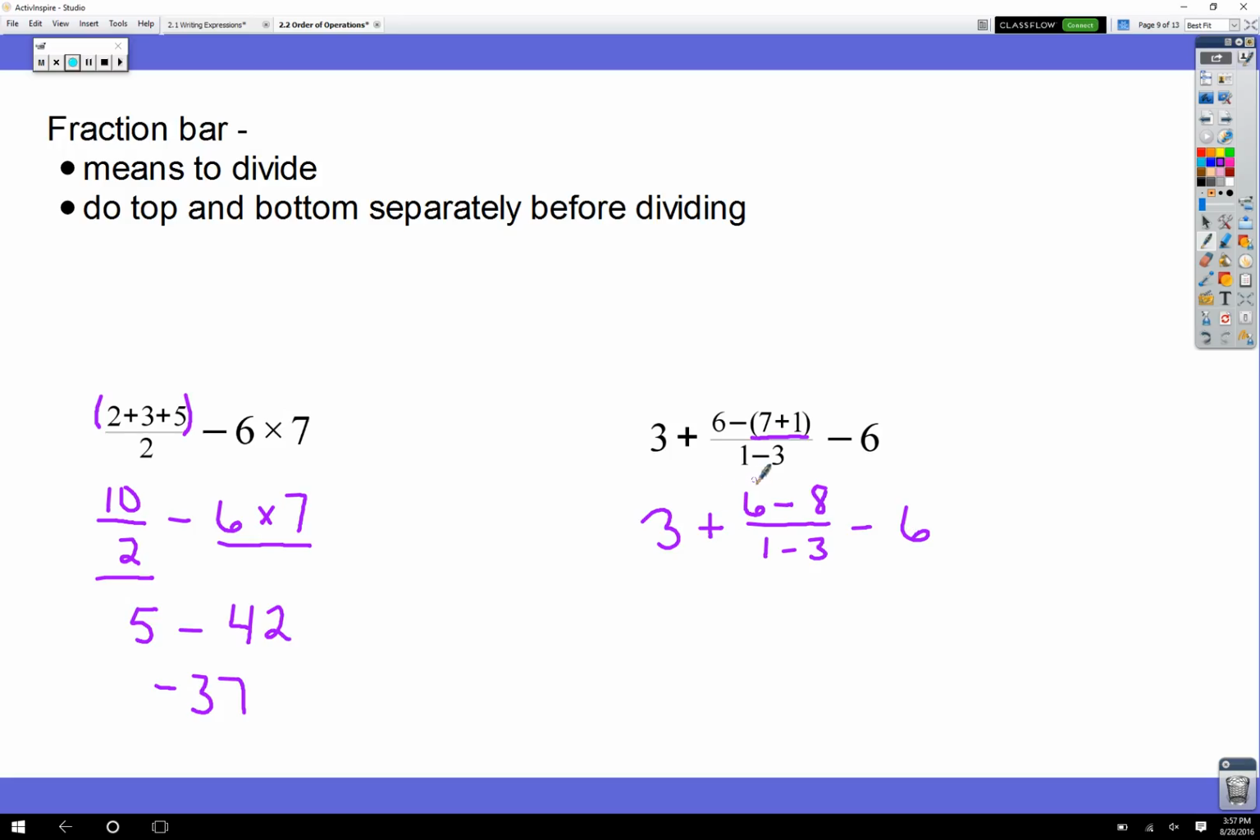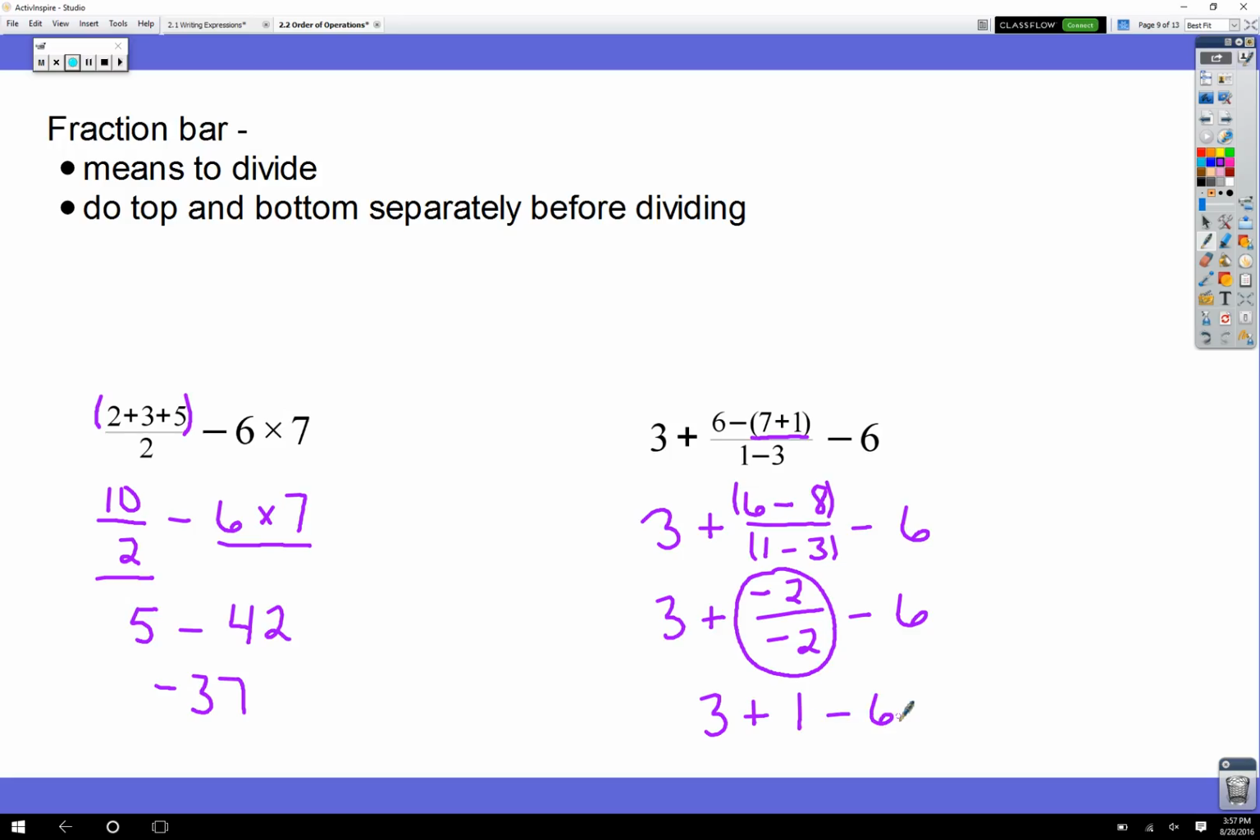Now I'm going to do all of what's inside the fraction bar, and you can make parentheses if that makes you feel better. So 3 plus 6 minus 8 is a negative 2. 1 minus 3 is also negative 2 minus 6. Now I'm going to do multiplication and division from left to right. So I'm going to circle this just so the underline doesn't get confusing. I'm going to do this negative 2 divided by negative 2. So I have 3 plus anything divided by itself is 1. So I just have 1 minus 6.